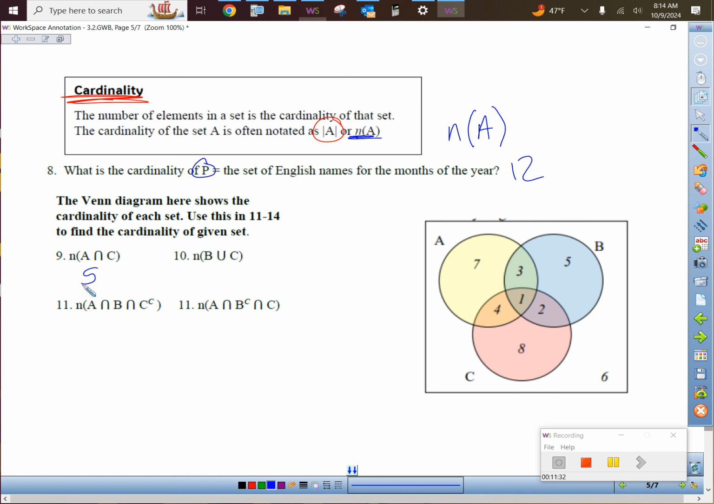So see if you can find the number of elements in B union C. Here's B, and here's C. You just add them up, but you don't add things twice. You just add them all up. See what you think.